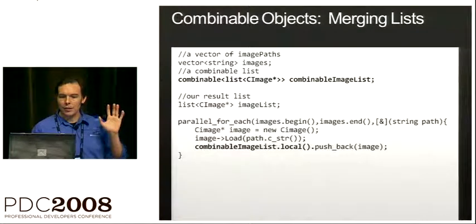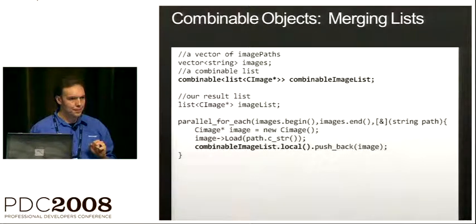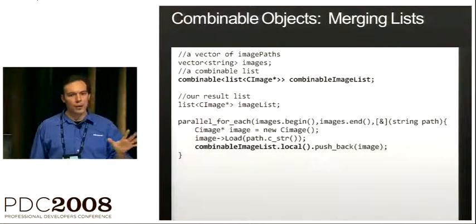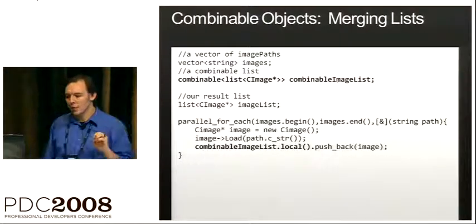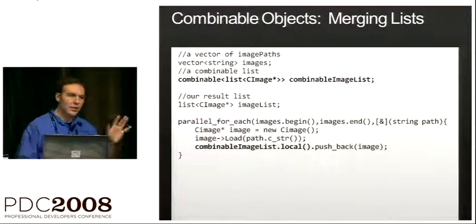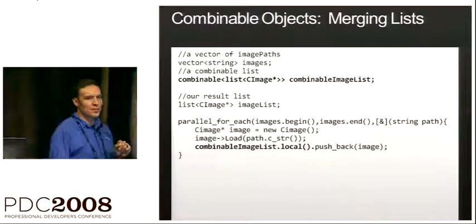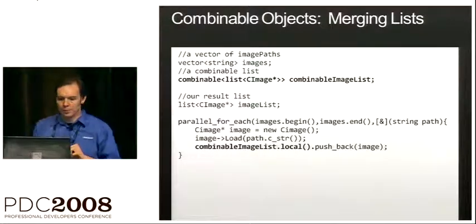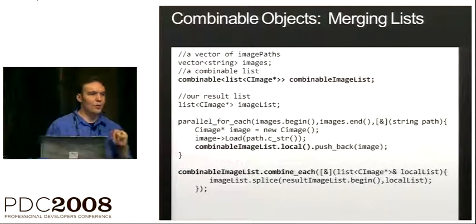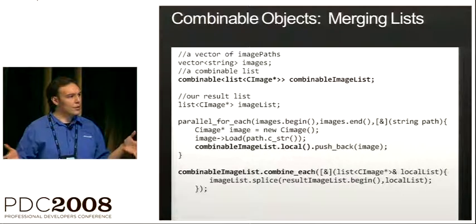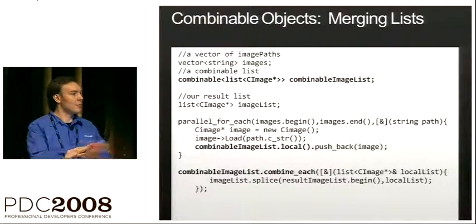And now I can iterate over that vector. And I can add on to the local copy of that image list the current image after I've loaded it. The nice thing about std::list is it offers the splice functionality, right? So you can take a series of lists and combine them together into one list. And so I'm going to do that. I'll just call combine_each. Take each of the local images, combine them together.